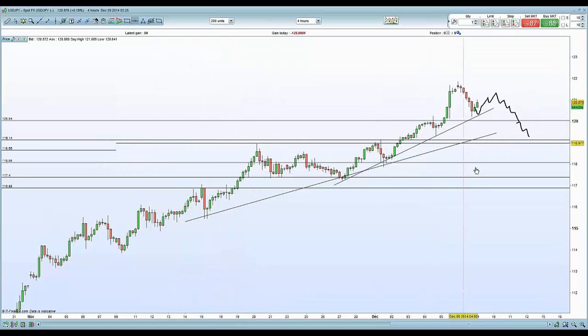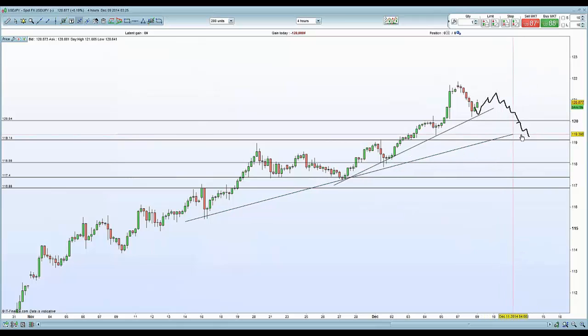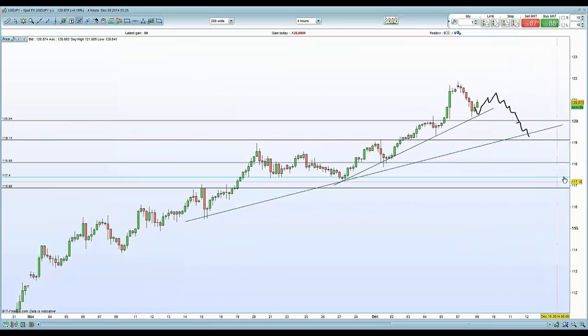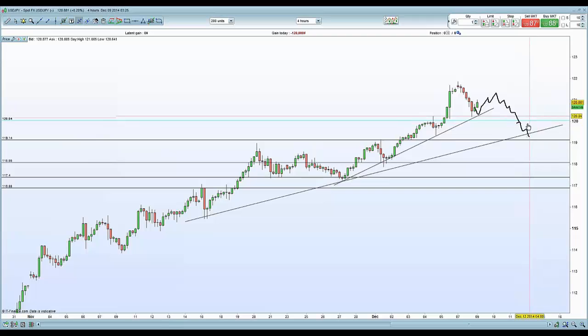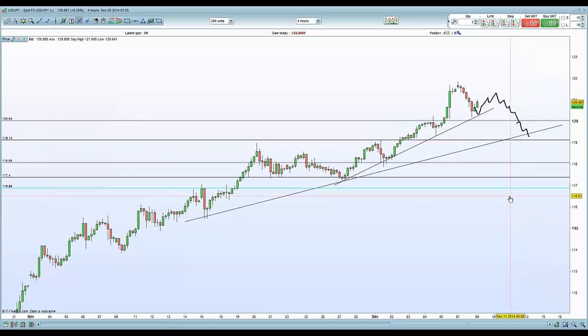Okay, back to close to the 119 level. Let me just get this done. Let me extend this trend line for you. Okay, anywhere close to the 119 level. So I'm looking at the 120 and close to 119 and this trend line level here in terms of support.